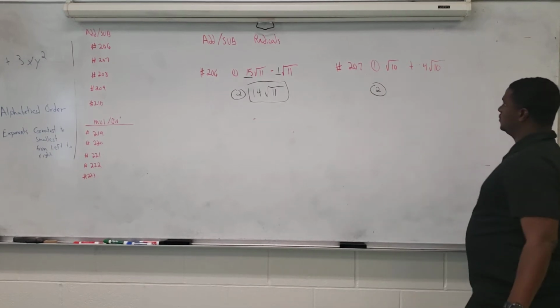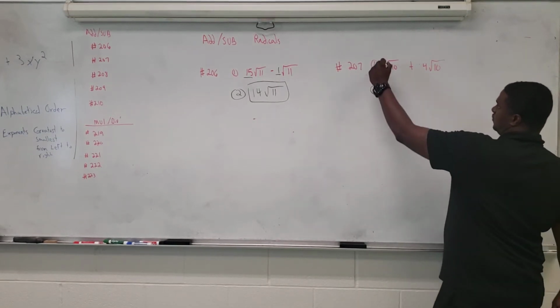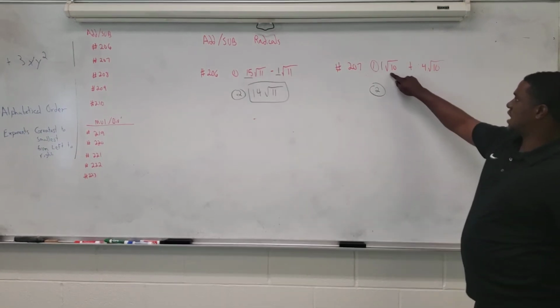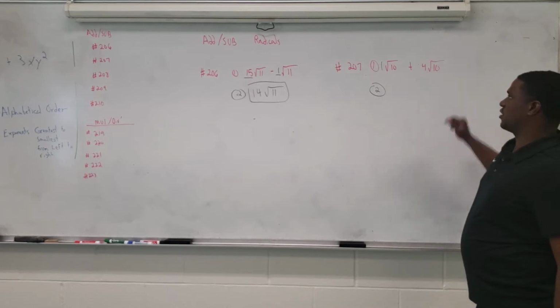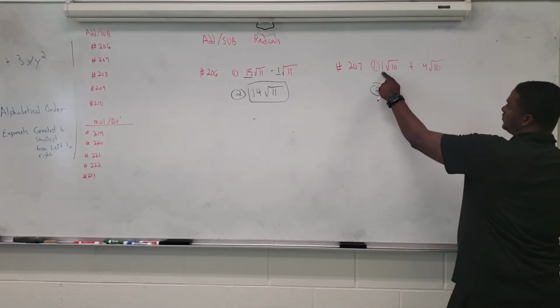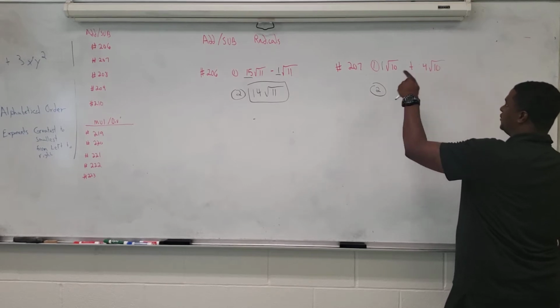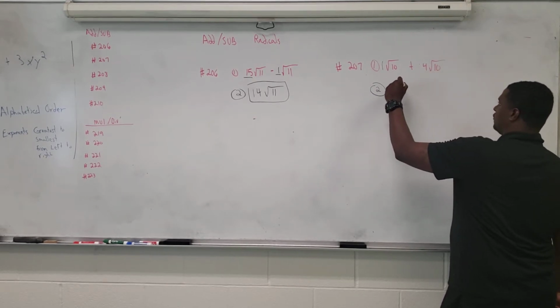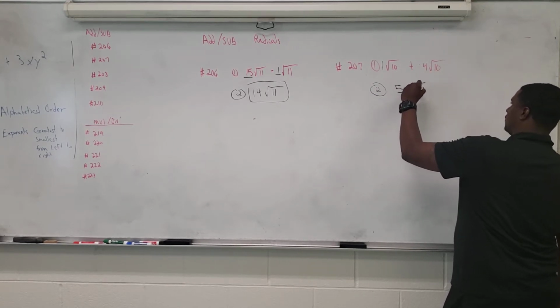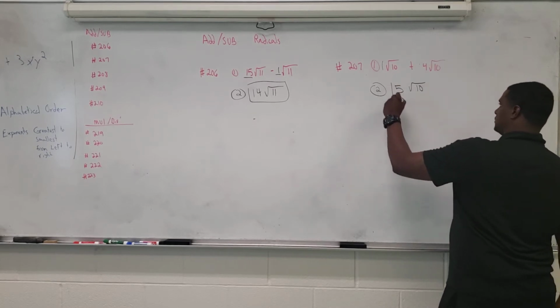Step 2. Again, we don't see a number there, so we add it. That is 1 times square root of 10 plus 4 times square root of 10. The coefficient is 1, the coefficient is 4. You add them together, 1 plus 4 equals 5 square root of 10. That's my final answer.